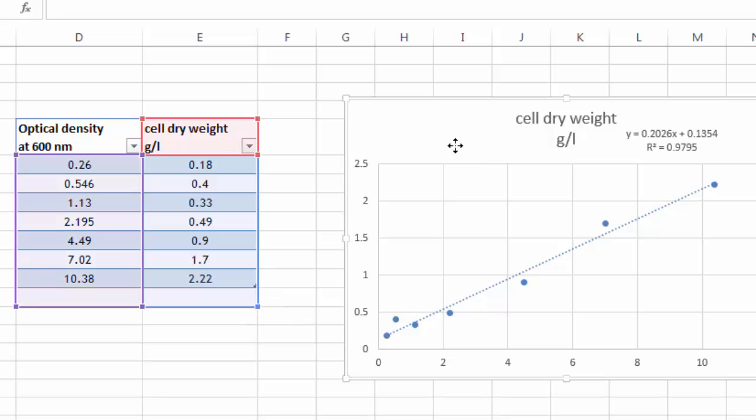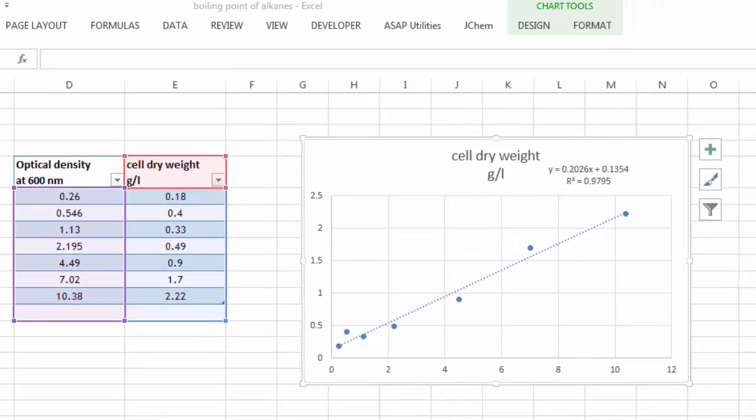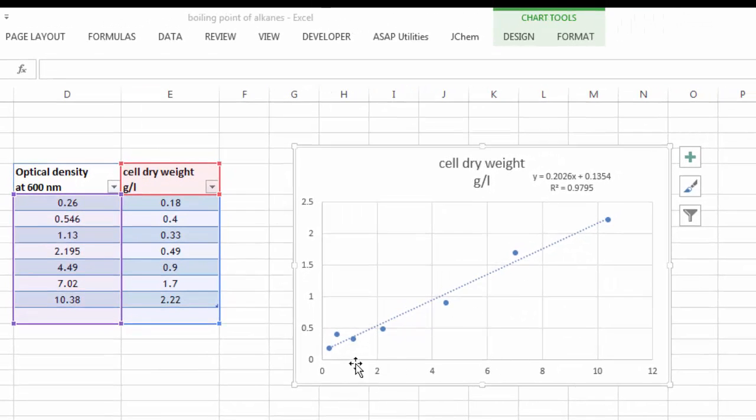And I do the same thing like we did before for the boiling point data, and there we go, we get a straight line that has 97% correlation. And this coefficient, what it means is that 0.2, that's the growth rate of Saccharomyces cerevisiae, which is also known as baker's yeast. Okay, so just to go over what we did, so we started with the boiling point data.